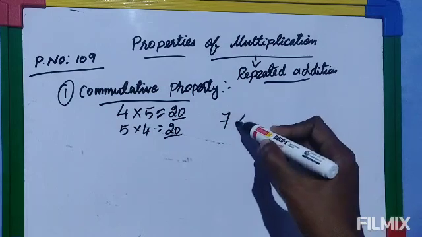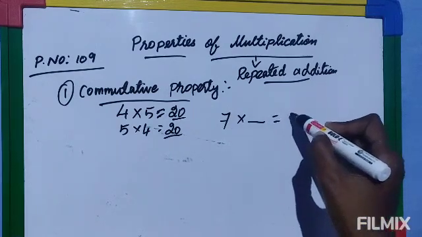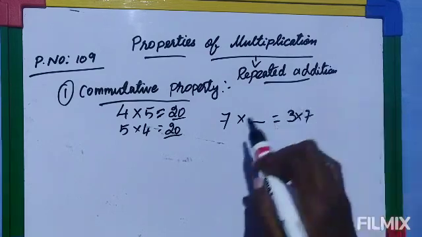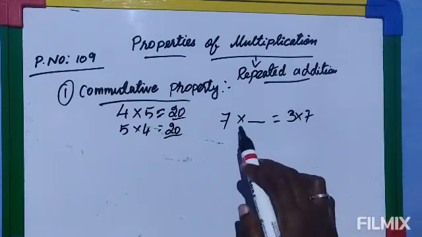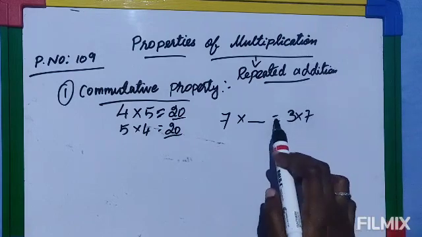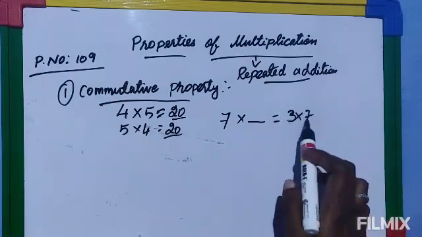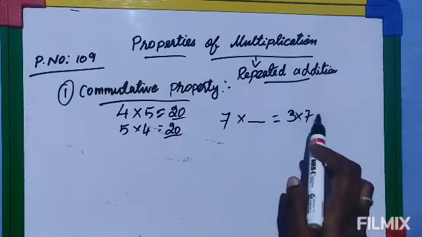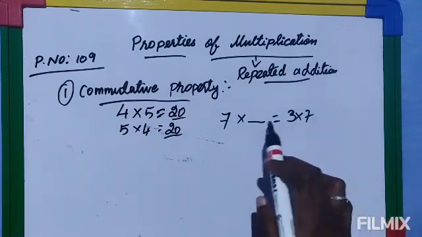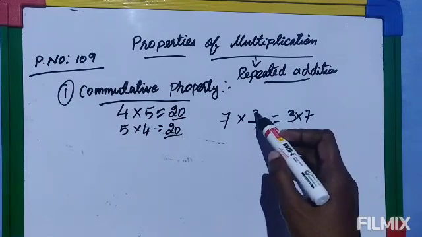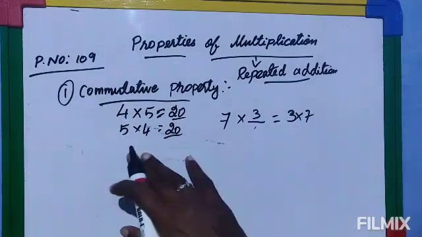If fill in the blanks, they can ask like this: 7 into 3 equal to, blank. So you have to find the missing number. Now both sides have an equal sign, the right hand side and the left hand side. Only the order should be changed, but the numbers should be the same. So which number is missing? 3 is missing on the left side. So you have to write 3 here. So this is the first property.